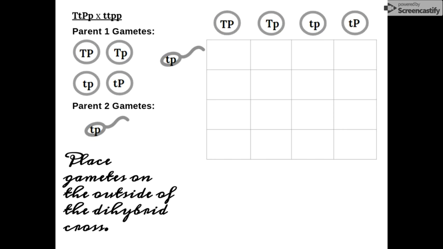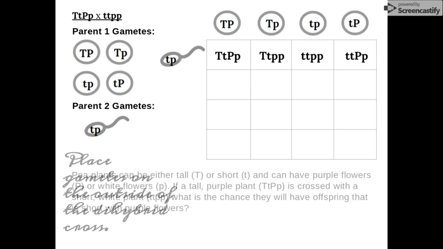We need to fill in our Punnett square. So we just look to the left and we look up to see which alleles are going to be placed into that zygote. And now we can use this to answer questions.